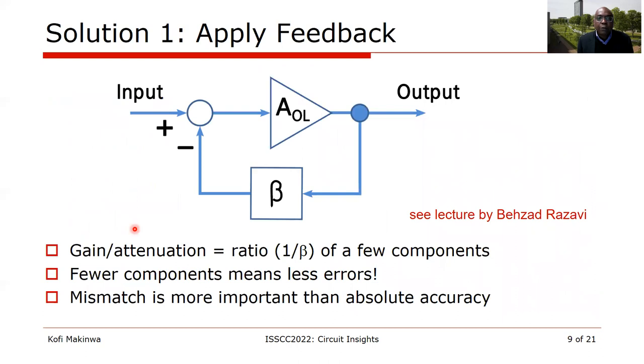Well, the first solution is to apply feedback. That's a great technique, and you can learn more about it in the lecture of Behzad Razavi. But a key idea is that you take an amplifier with a very high open loop gain, and then you put it in the feedback loop so that the closed loop gain is defined by the ratio of a few passive components. And since you are working with fewer components, you can make things more accurate, because you have much fewer sources of error. Also important to note is that since we are talking about the ratio beta in this case, mismatch is more important than absolute accuracy. That's why we can make fairly good amplifiers on chip, because as I told you before, although the individual resistors you would use to implement that beta have tolerances of 20%, the mismatch between those resistors can be as small as 0.1%. So that's one solution to the problem.